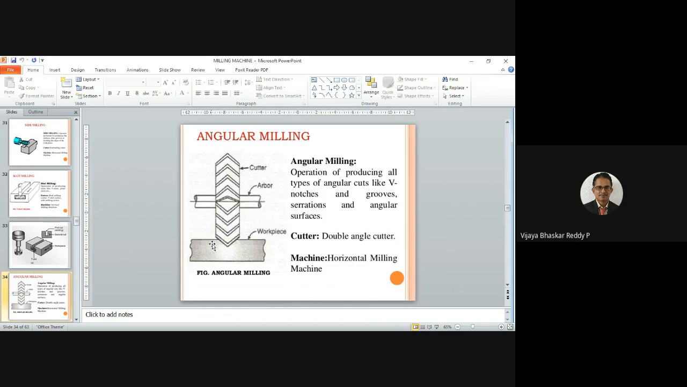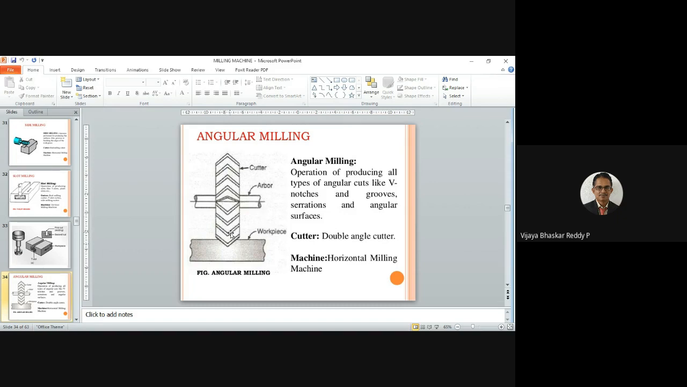So we have a double angle cutter here. The operation is used for the production of angular cuts like V cuts, V notches, V grooves, and serrations, and angular surfaces when you want to obtain them. So these are the cutters, and this is the arbor and workpiece.